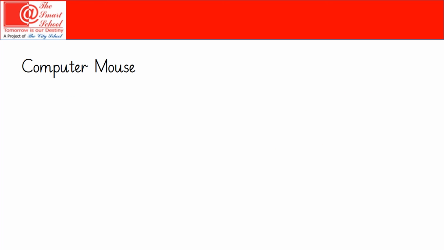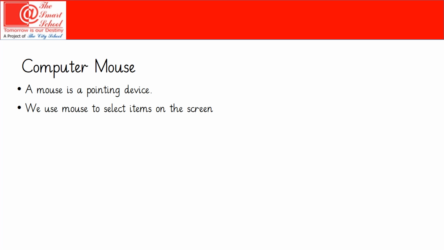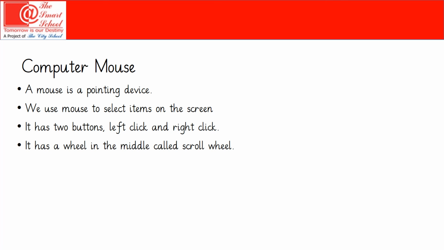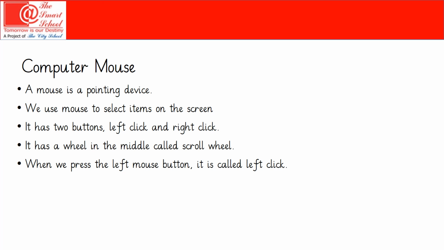Computer mouse. A mouse is a pointing device. We use mouse to select items on the screen. It has two buttons, left click and right click. It has a wheel in the middle called scroll wheel.